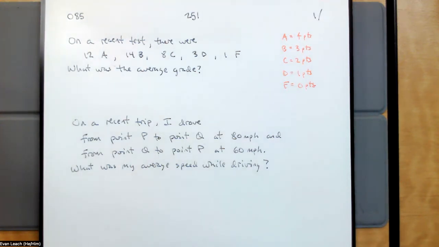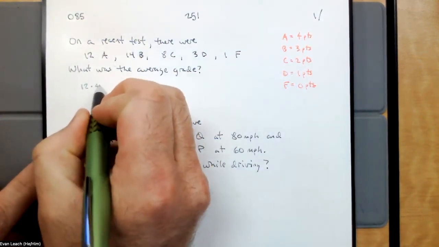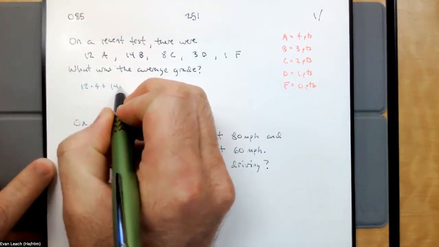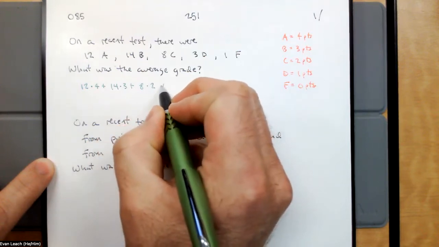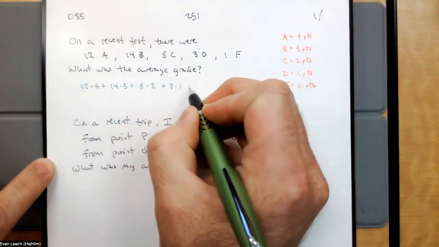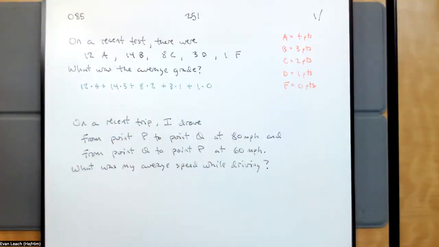So I've done that here. All we have to do is figure out how many grade points there were. So I'll have 12 A's, so 12 times 4, 14 B's, 14 times 3, 8 C's, 8 times 2, 3 D's, 3 times 1, and 1 F, 1 times 0. This is always referred to as a 4-point scale because it's a maximum of 4 points, but notice there are in fact 5 points because one of them is 0.